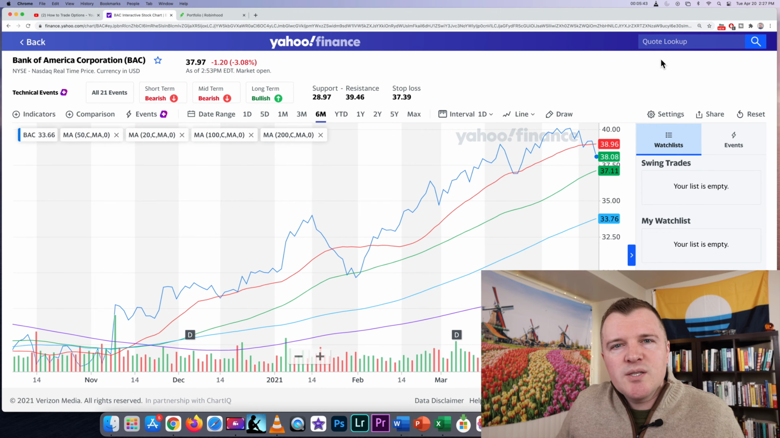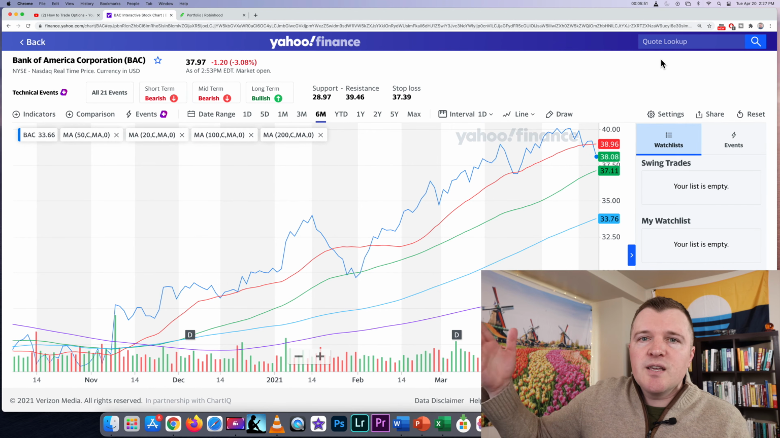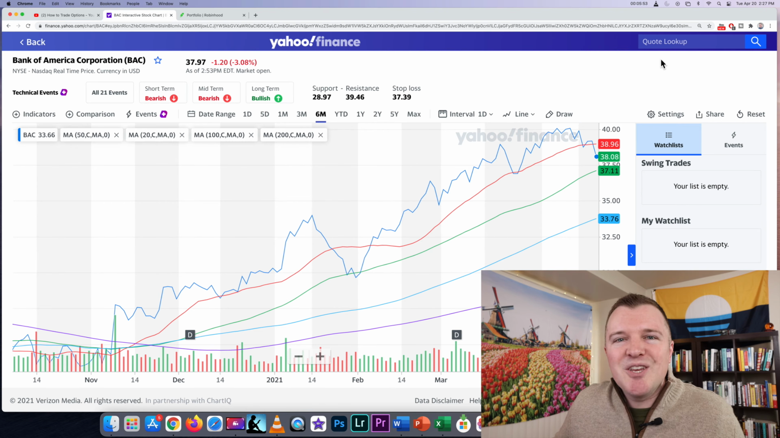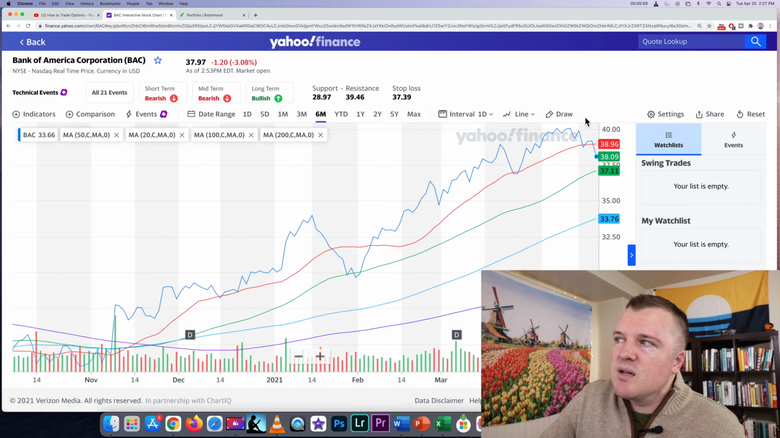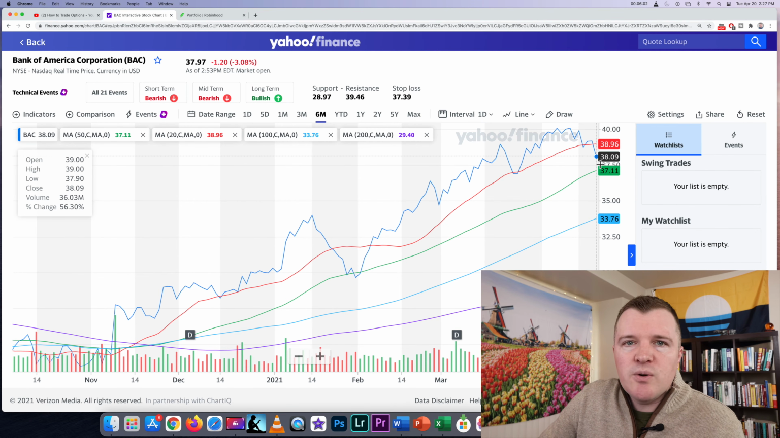So why might you want to sell a cash secured put on Bank of America? Potentially, you want to open a position because you think Bank of America stock is going to keep going up, but you want to get paid. You want to be paid to buy the stock you want to buy anyways. So currently, Bank of America's stock has gone down from $40 a share to $38.